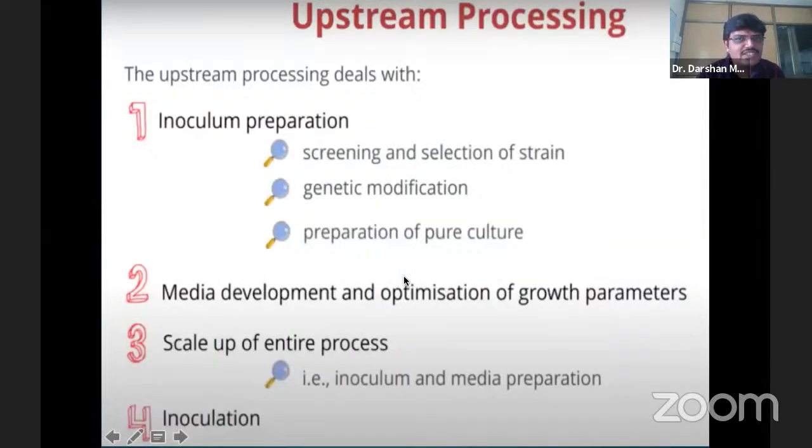Now, what does the upstream process deal with? The upstream process deals with inoculum preparation. What do you mean by the word inoculum? May I have the response from you people? What is the meaning of the word inoculum? I'm waiting for your answer. Not exactly, it is not a substance. Culture, yes. Kajal, you are right.